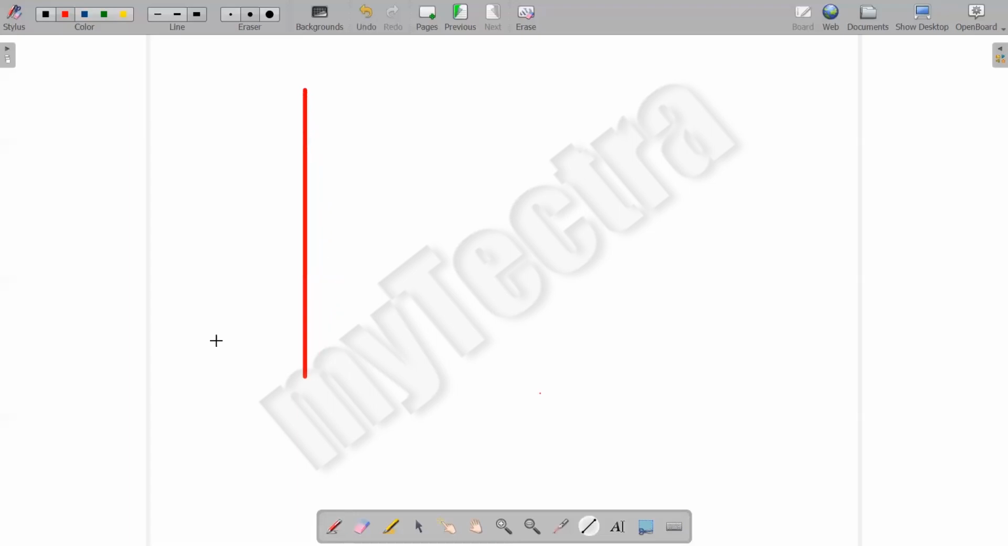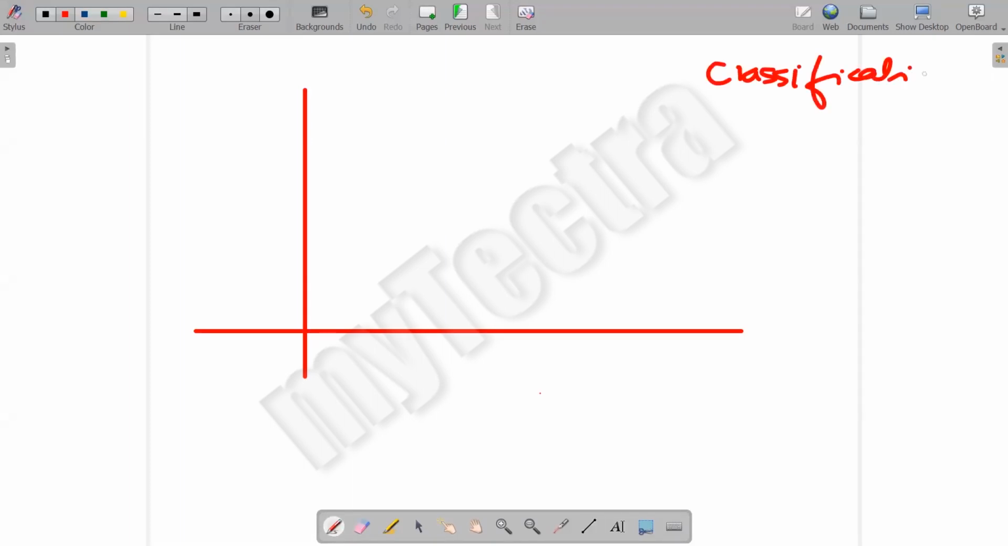So LDA is used generally for classification. What is it used for? LDA is used when you have a classification problem, right? In classification, what do we have? Your y will be what? Yes or no, right?